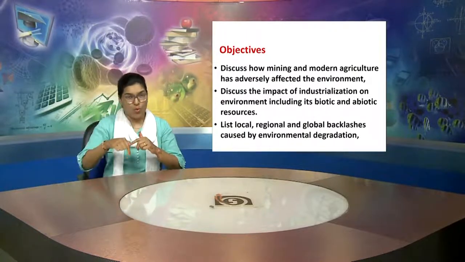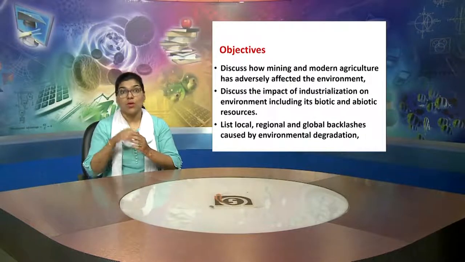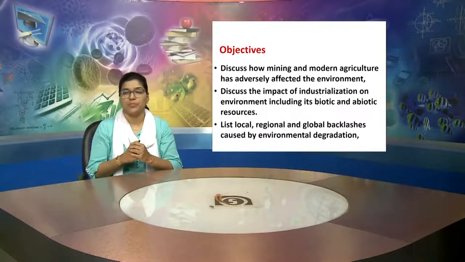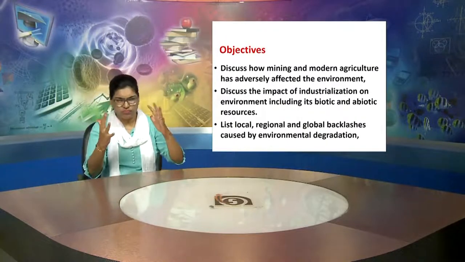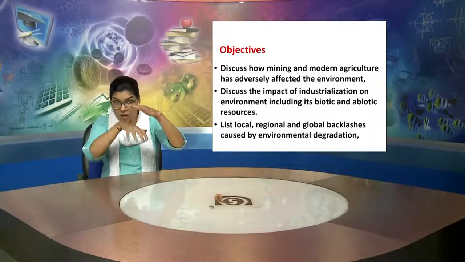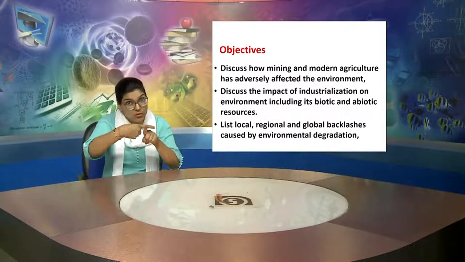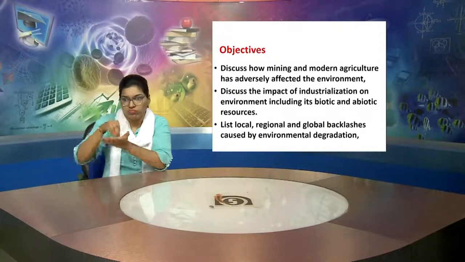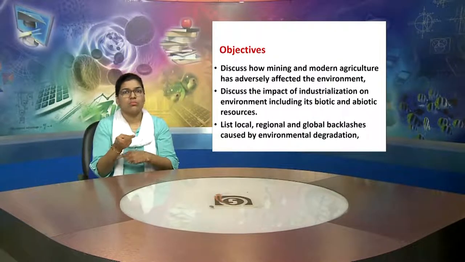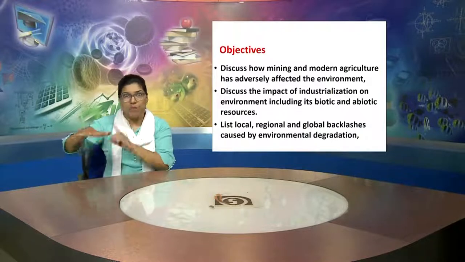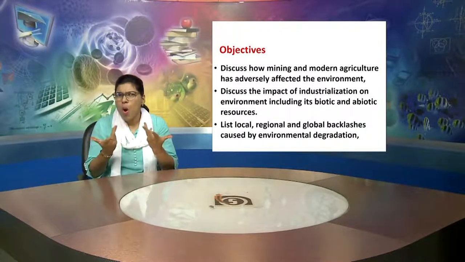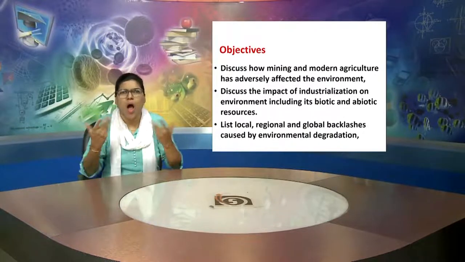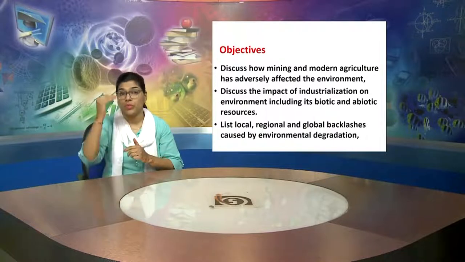In the previous videos, we have covered a few parts of this lesson. In this video, we are going to cover these objectives. The first objective, which is shown on the screen also, is that we will discuss how mining and modern agriculture have adversely affected the environment. So we will discuss this.